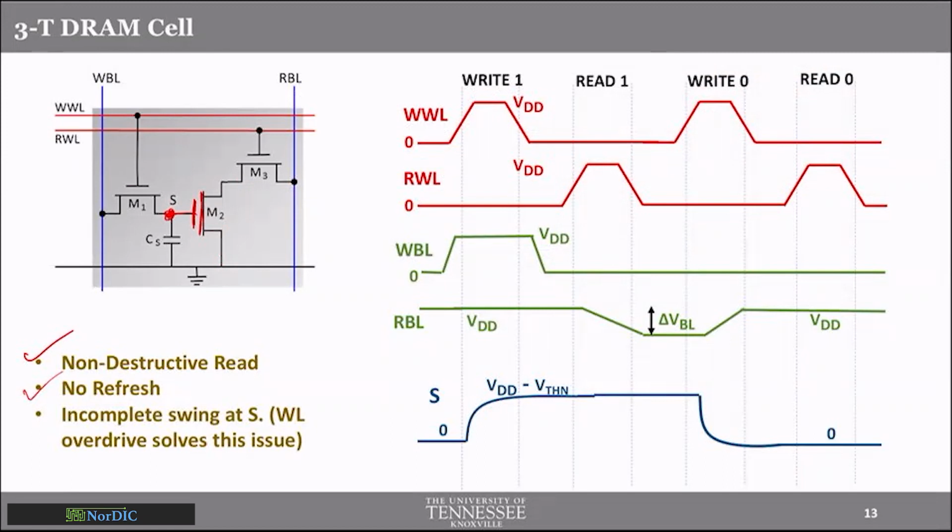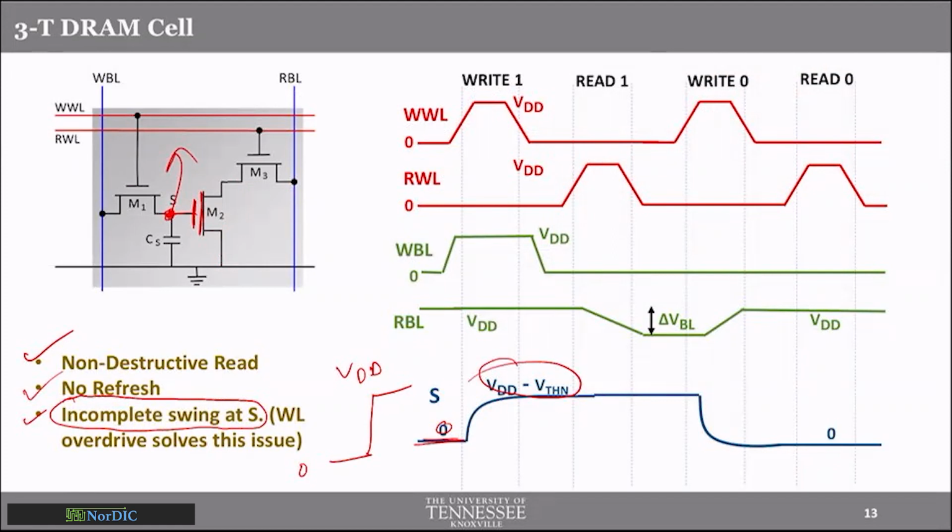That's okay. And don't worry about this incomplete swing at node S. I hope you know what swing means, right? 0 to VDD transition is the complete swing. And as you see, at node S, you don't have complete swing. You have 0 to VDD minus V threshold. That is the problem with the NMOS, right?